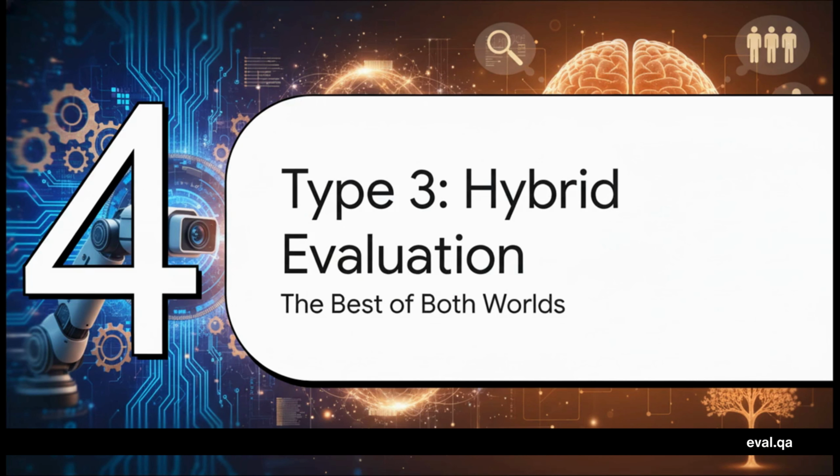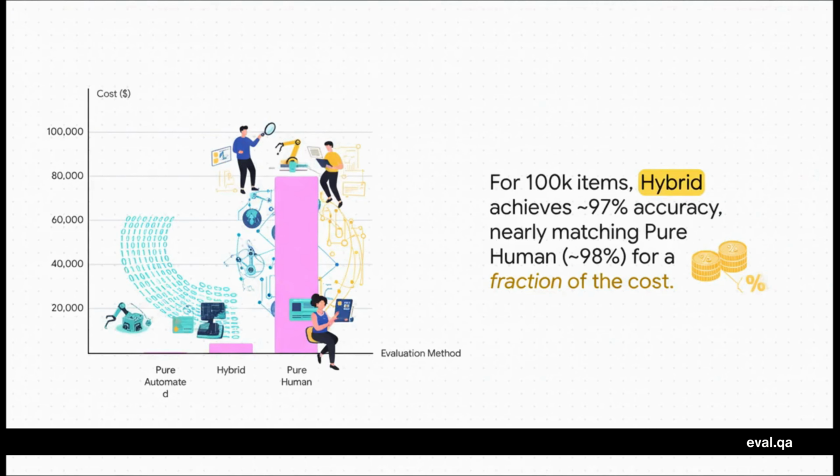Okay, let's recap. We've got fast but kind of dumb automation on one side and slow but super smart humans on the other. It feels like you have to choose, right? Well, what if you didn't have to? Enter Type 3, hybrid evaluation, which is all about getting the best of both worlds. And honestly, this chart shows why this approach is so powerful.